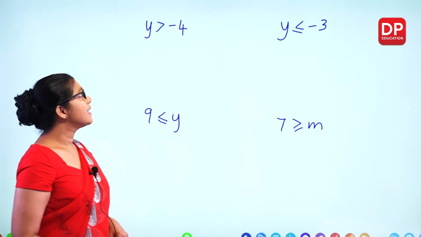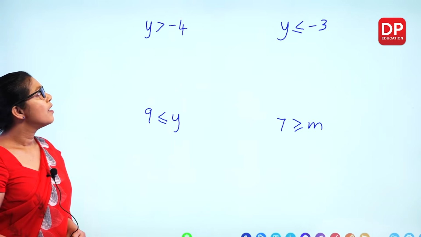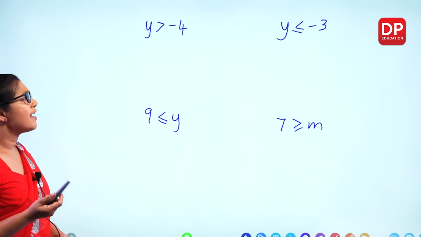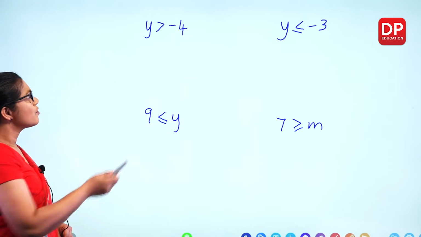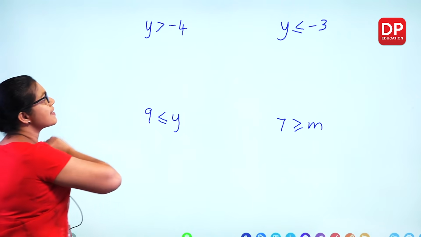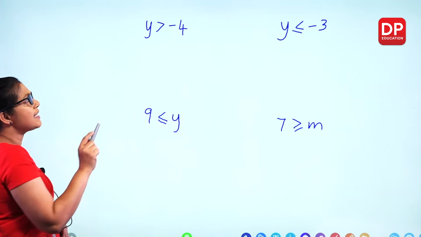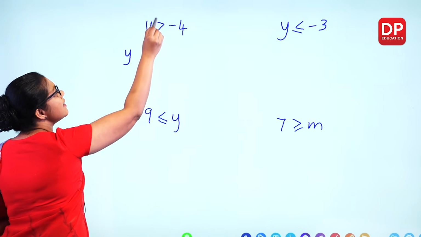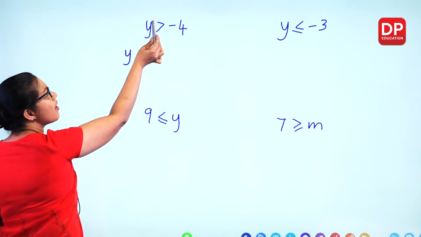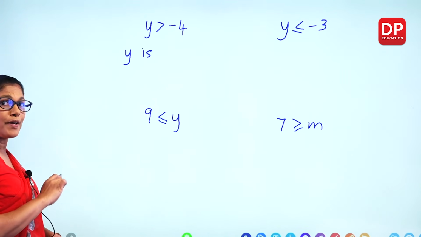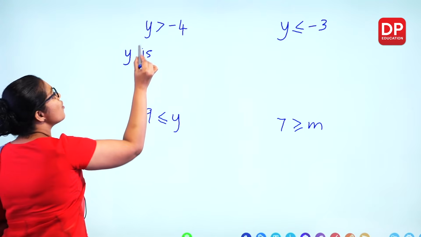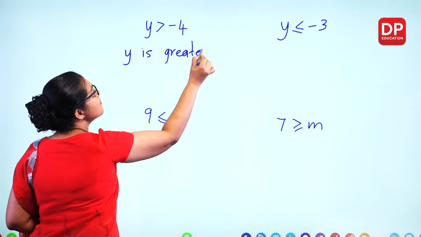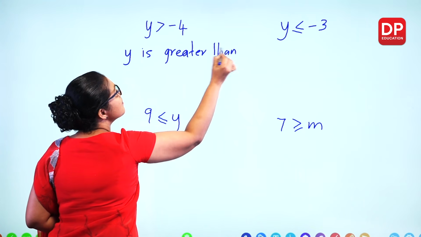Now we'll take this one. A letter. Any letter you can write here. Instead of x, you can write y. So how can we read this? Starting with the letter, we can write y is, this side is bigger because the crocodile mouth opens to that side. So y is greater than -4.